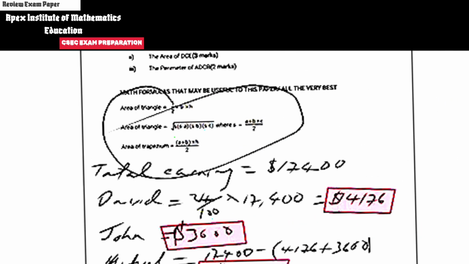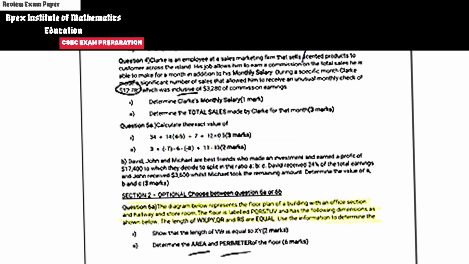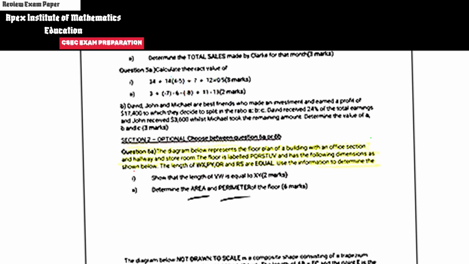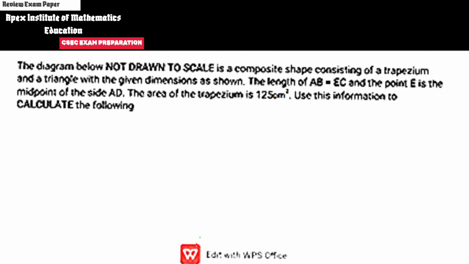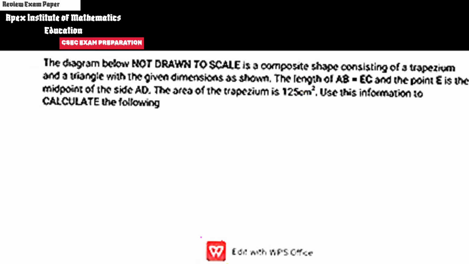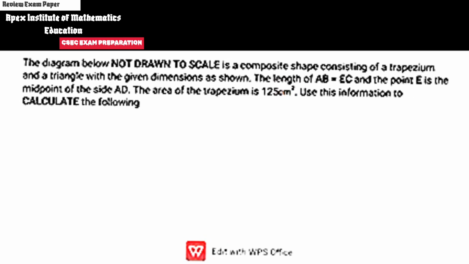A lot of the time CXC will give you an exam paper with a bunch of formulas that you may not necessarily have to look at, but in this case we didn't. All right, next one says the diagram below, not drawn to scale, is a composite shape consisting of a trapezium and a triangle with the given dimensions as shown. You're going to see that diagram in a second.